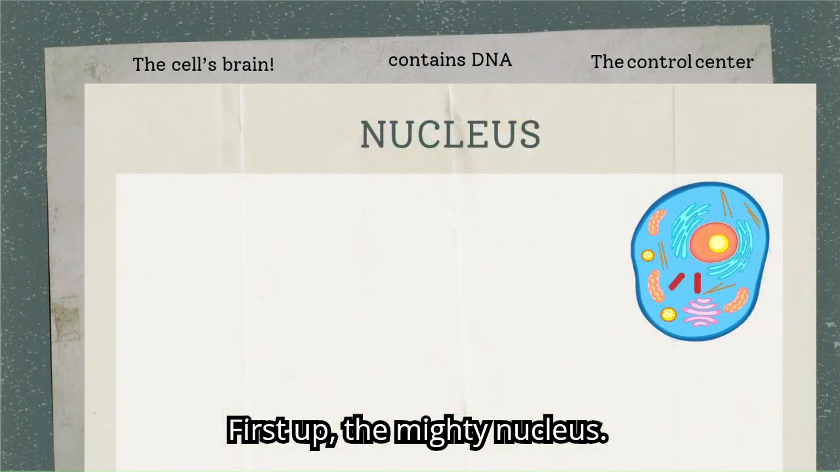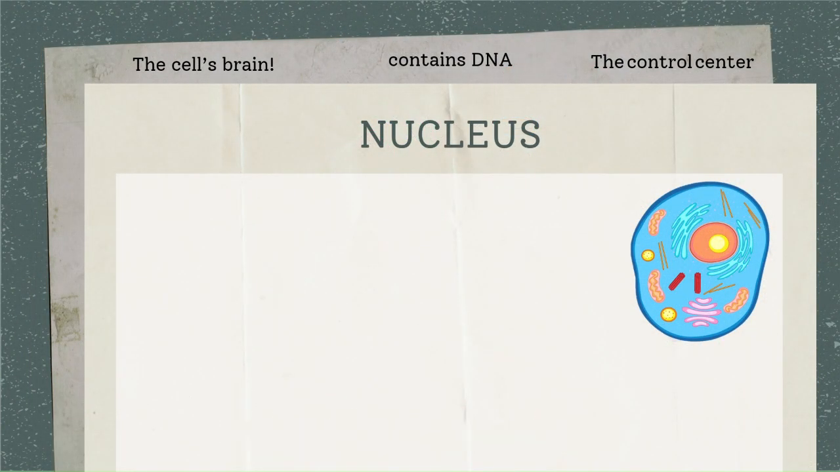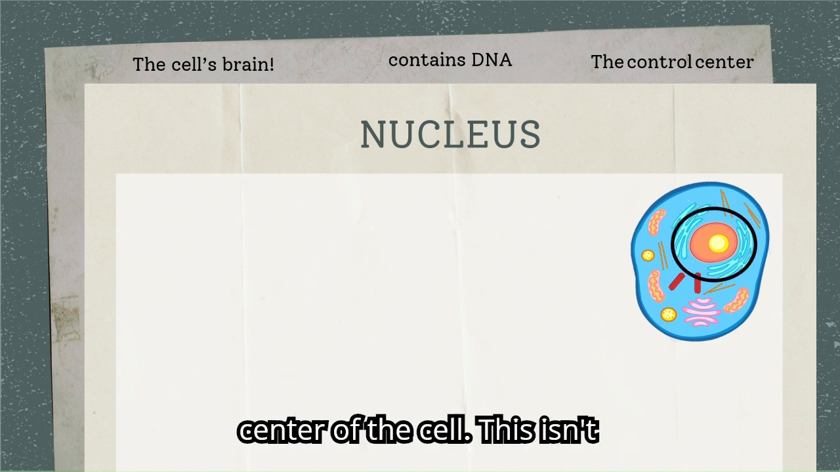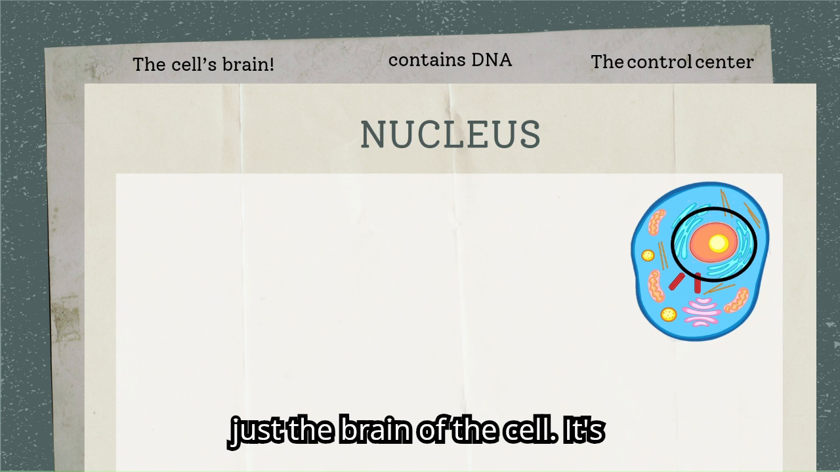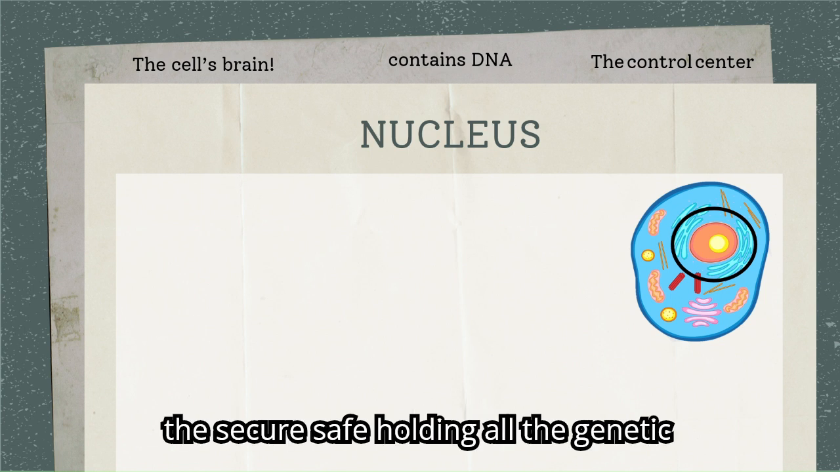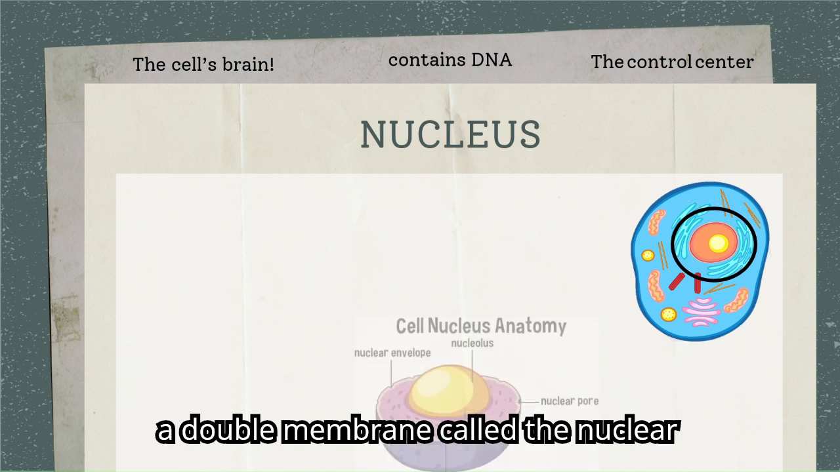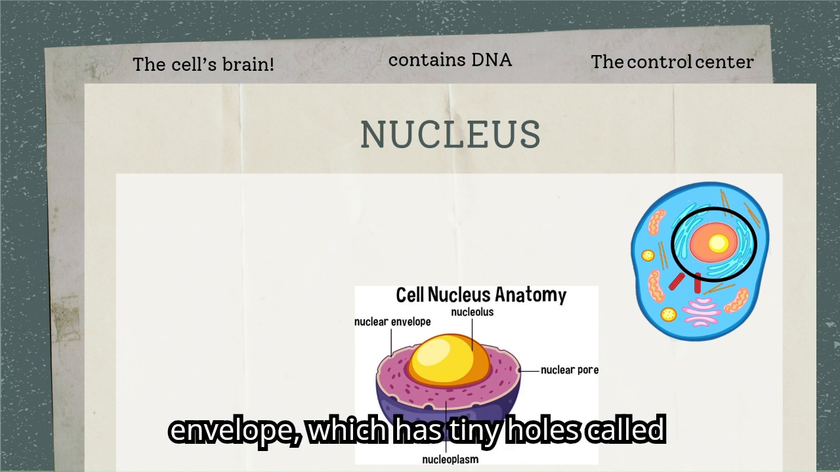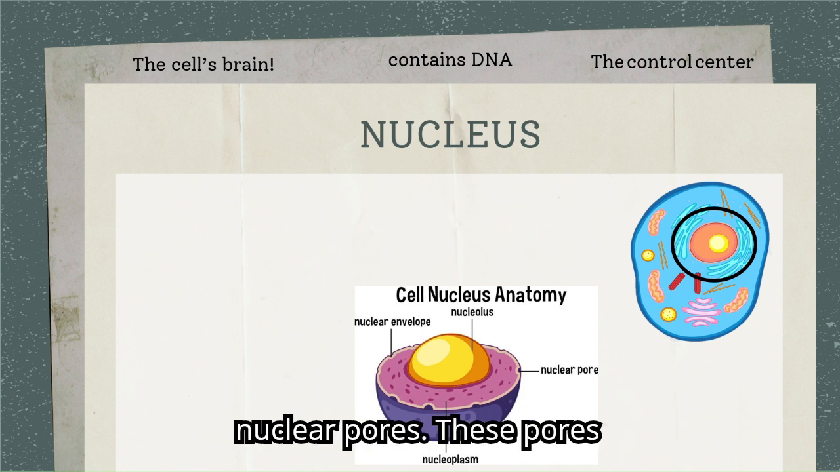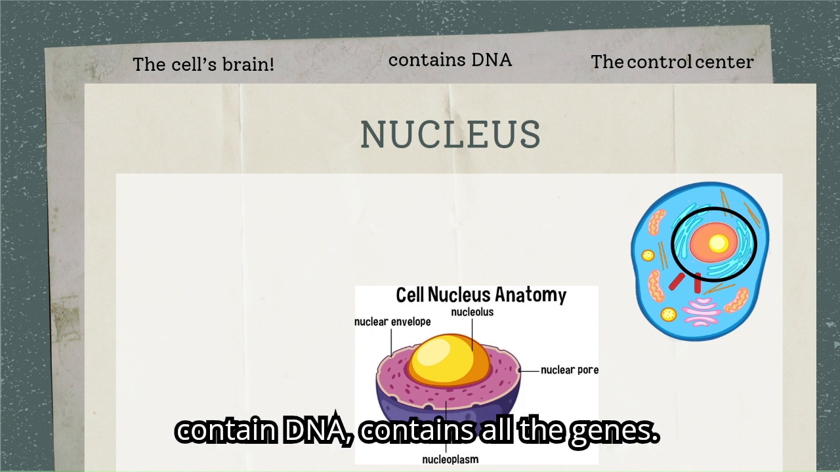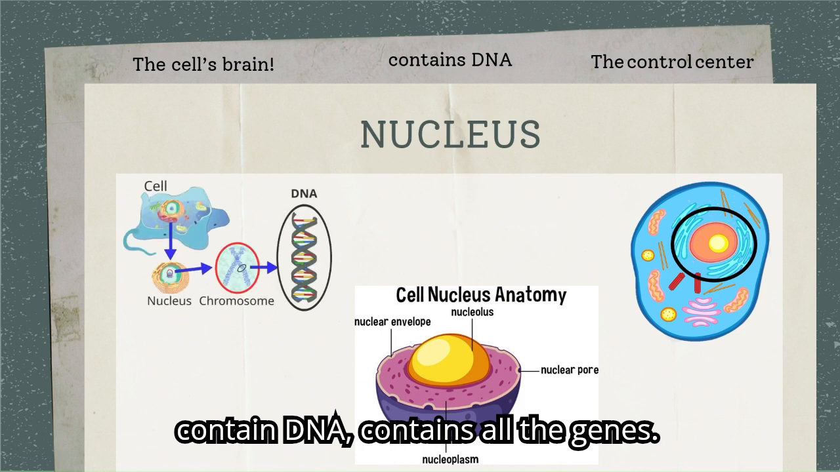First up, the mighty nucleus. It is the big round part located in the center of the cell. This isn't just the brain of the cell, it's the secure safe holding all the genetic instructions. It's encased in a double membrane called the nuclear envelope, which has tiny holes called nuclear pores. These pores control what goes in and out. The nucleus contains DNA, which contains all the genes.